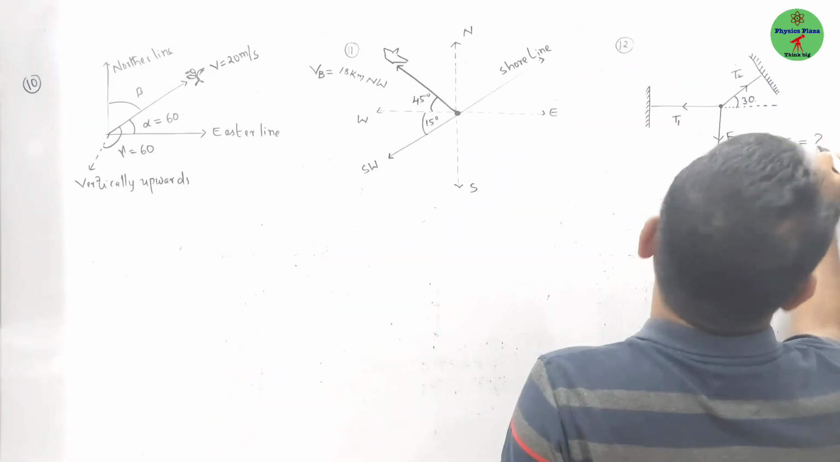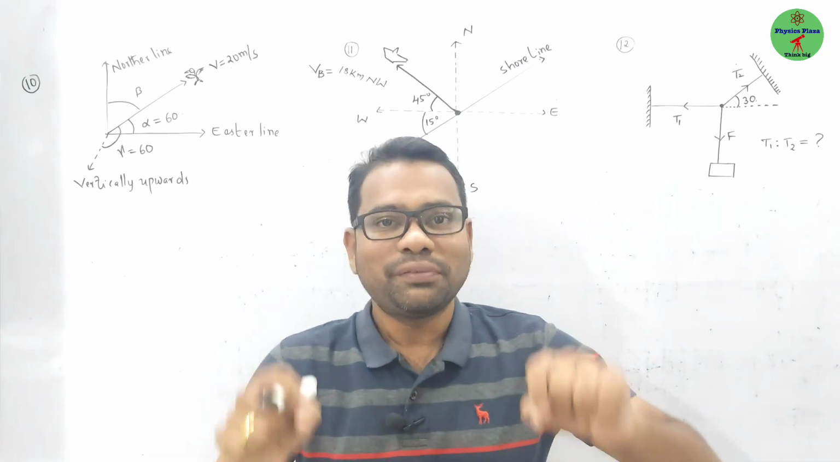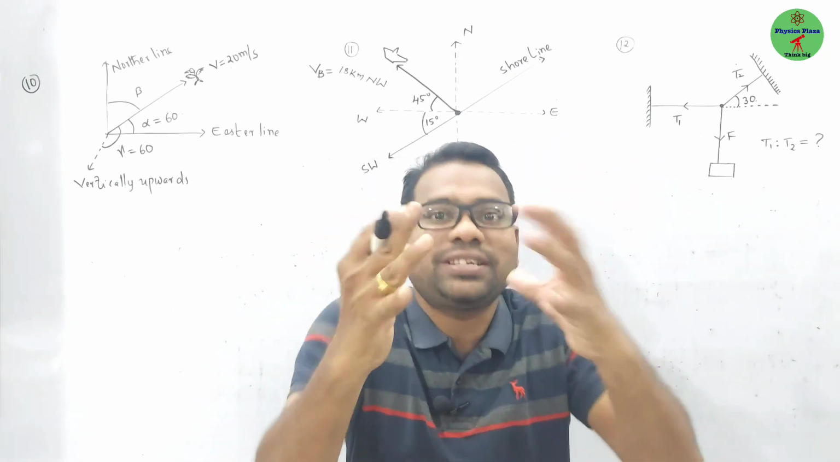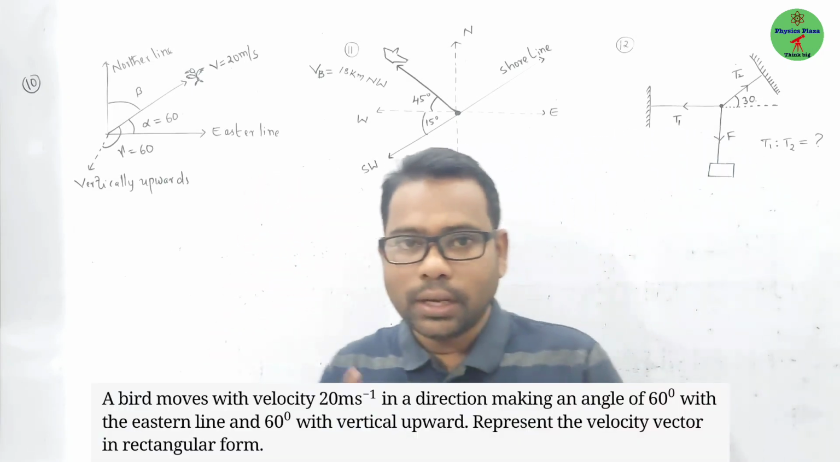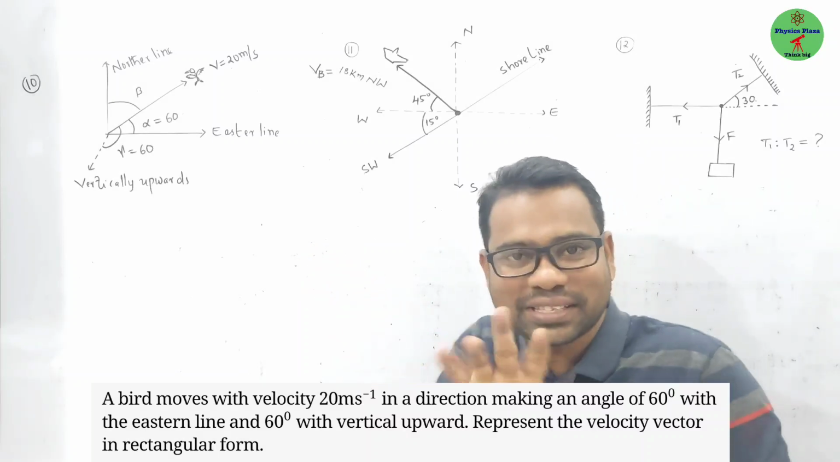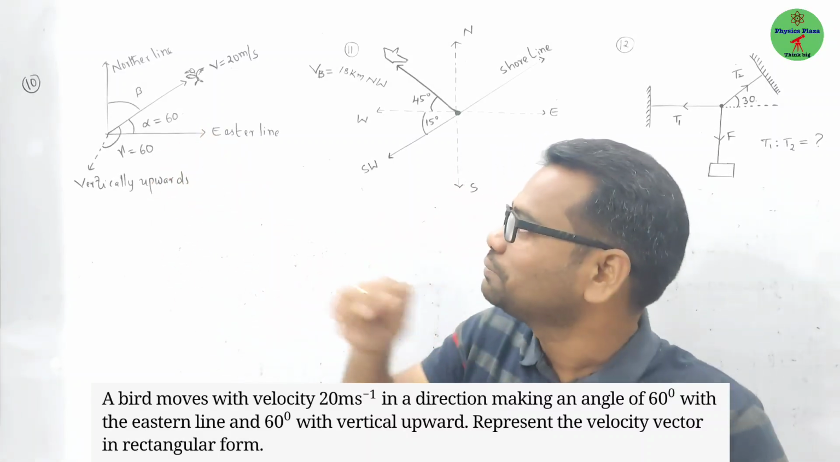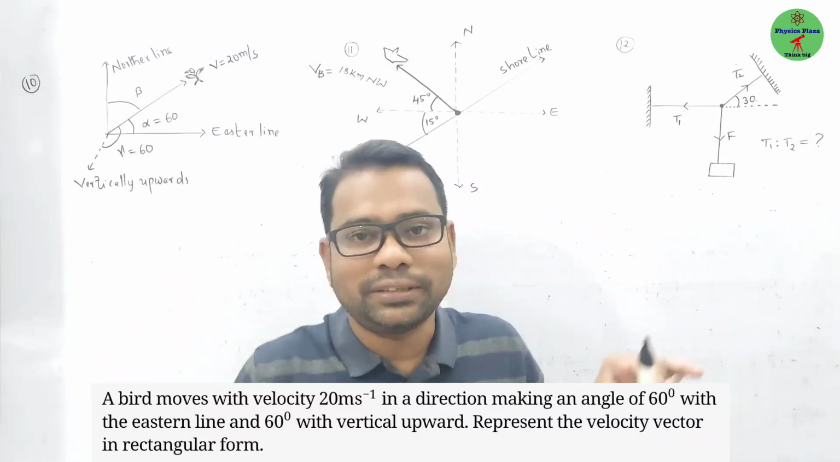Children, these 10th and 11th numericals are very important, very interesting also. Here some imagination is needed. So as per the question, a bird is flying. So here is a bird. Please excuse me, so bad diagram. It is flying with 20 meters per second.